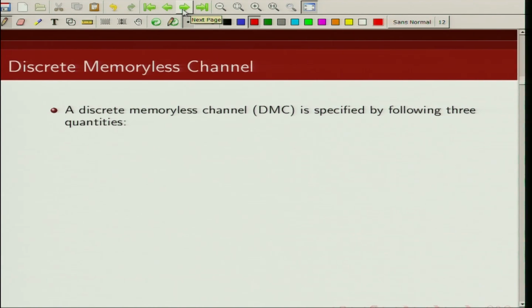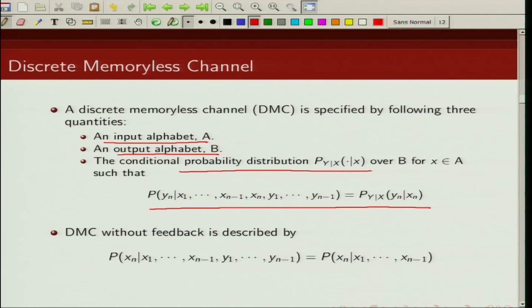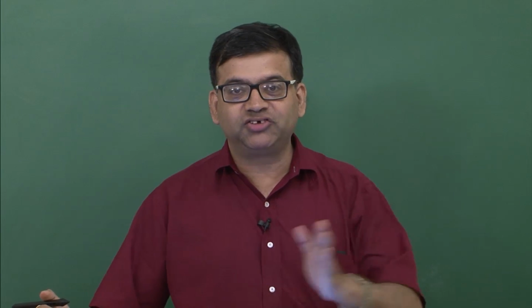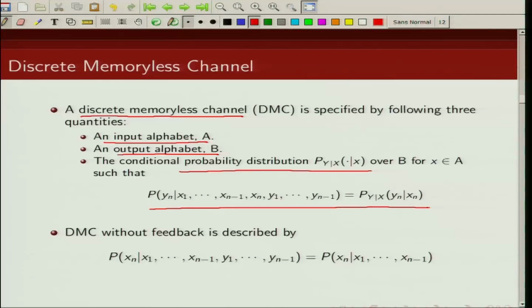So a discrete memoryless channel is specified by these quantities. One is the input alphabet, which we are denoting by A, the output alphabet B, and the conditional probability distribution over B for each x. So we need to describe our input, our output, and the conditional distribution of y given x for a discrete memoryless channel.